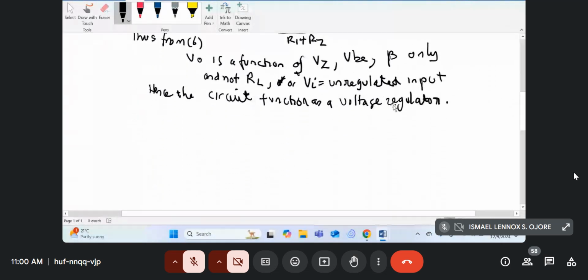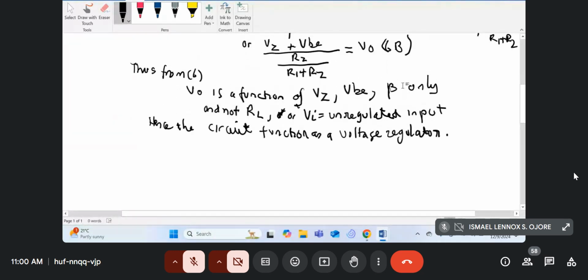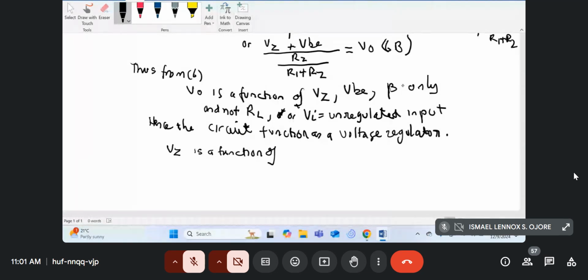Now let's see why that is not the case. The reason is, number one, Vz is a function of what parameters? Iz, and sometimes you use small rz, and temperature.